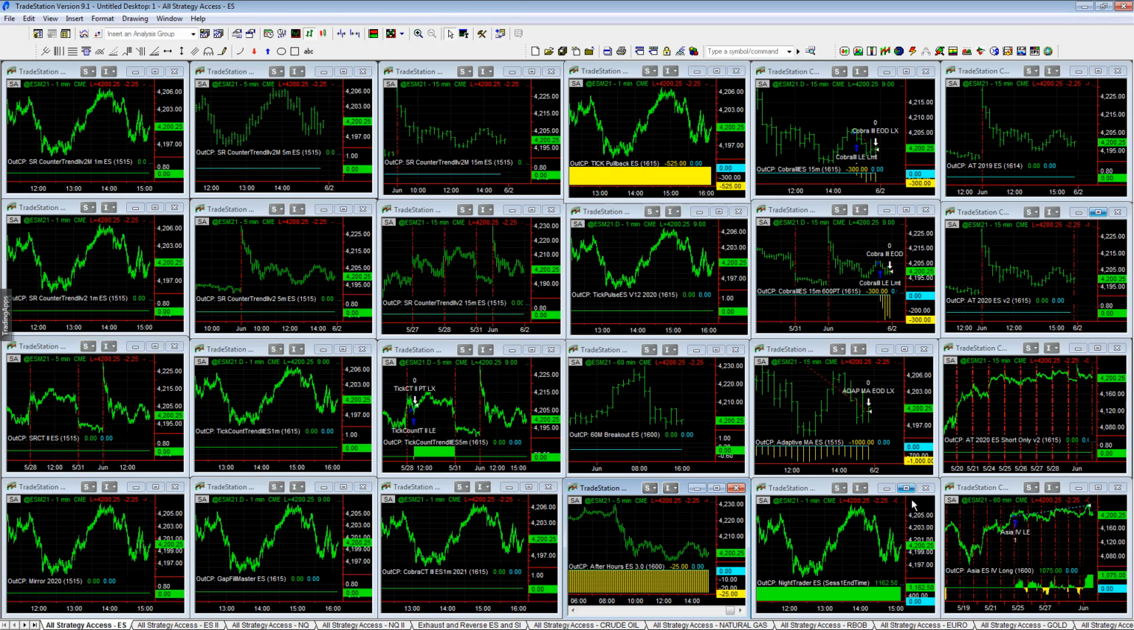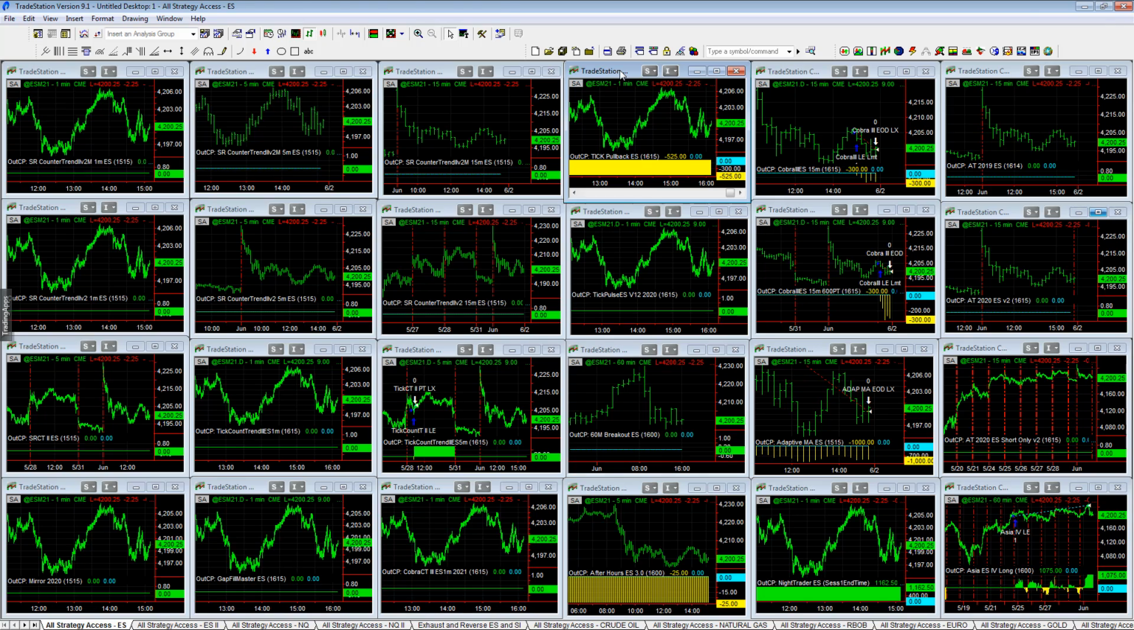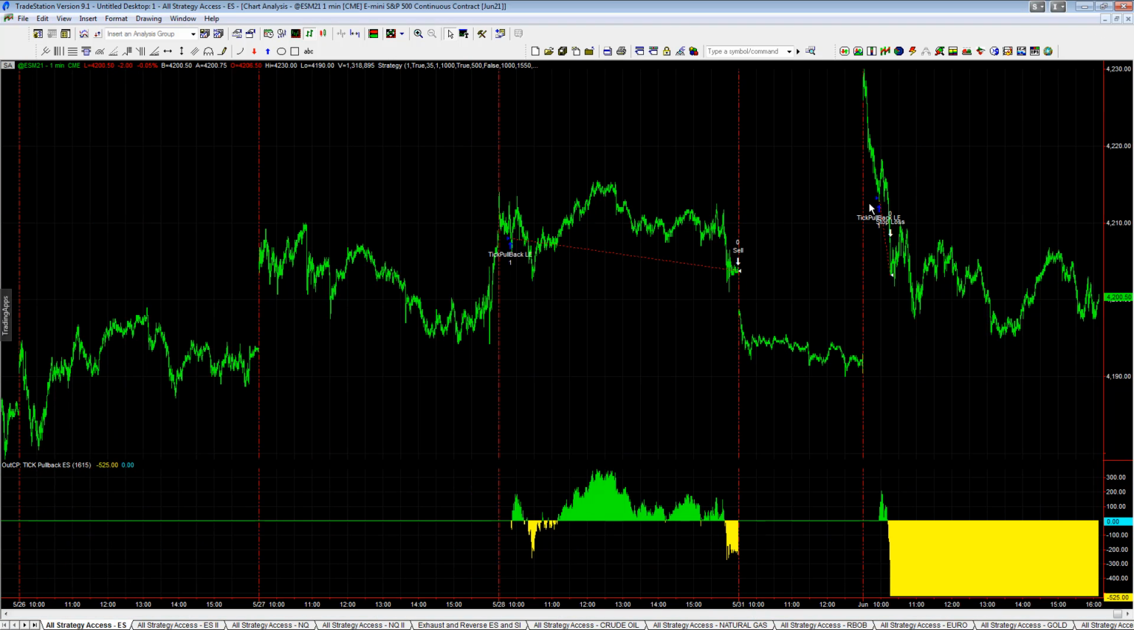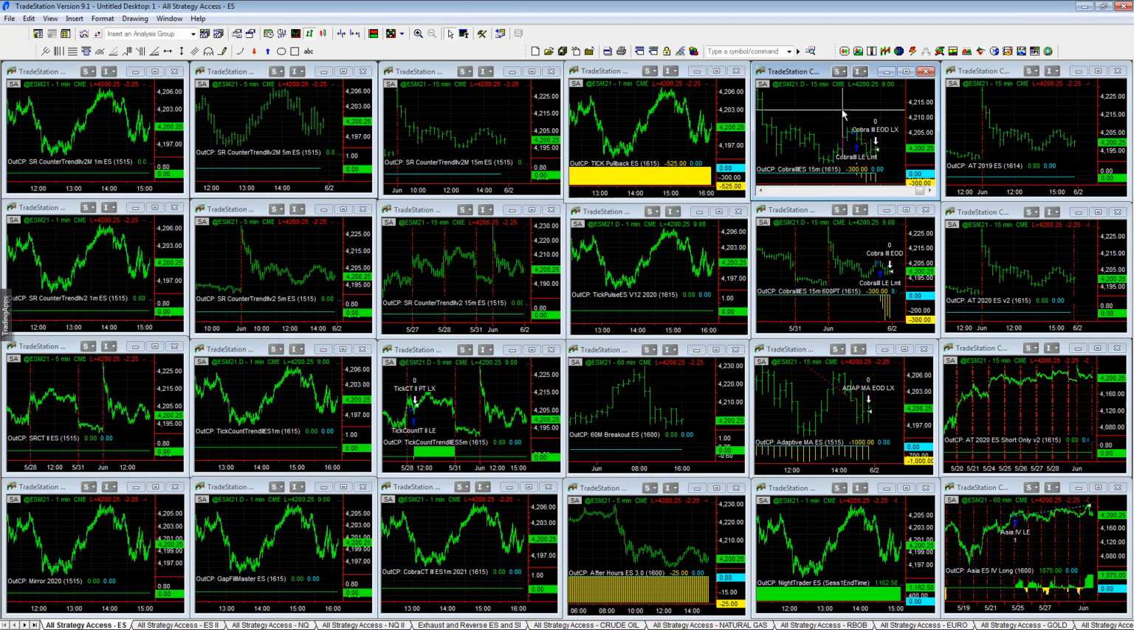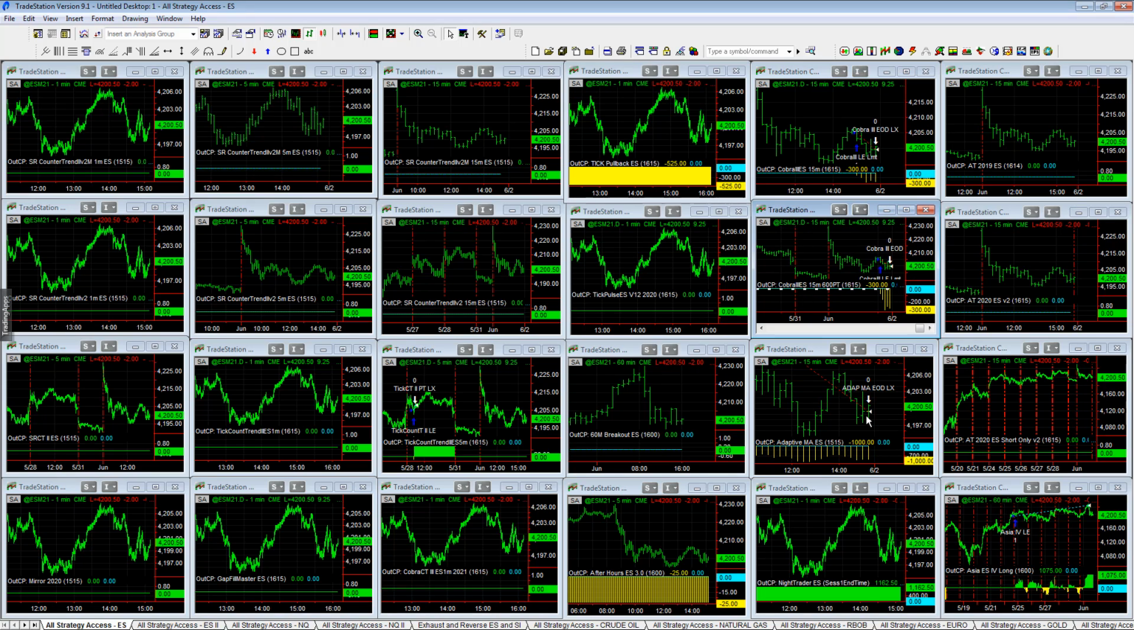Minus 25 on the day for after hours ES2 from yesterday's trade. Tick pullback ES, minus 525. And you see that big gap up. We talked about how we anticipated a move higher, and it did. Big strong move overnight, but just pulled back during the day. So kind of a weak rejection of those higher prices. Lost on Cobra 3 ES, minus 300 on the profit target and non-profit target version.